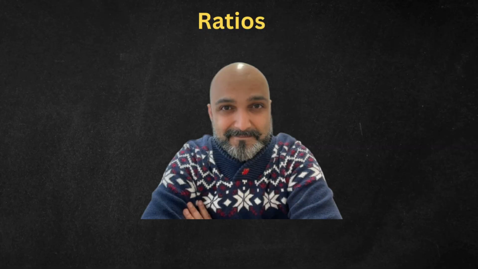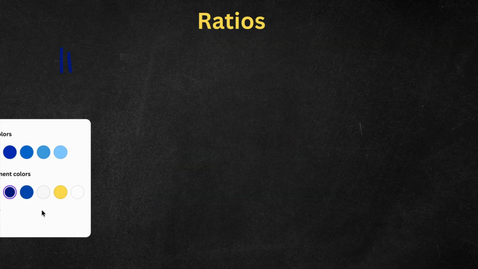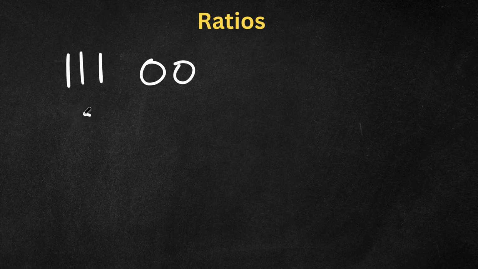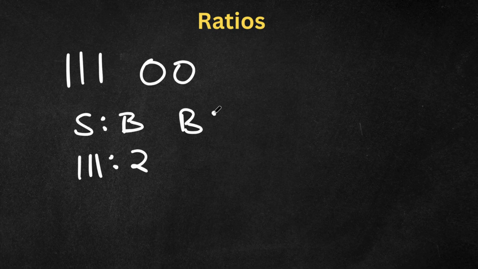Hello geniuses. So in the last video we looked at how ratios are formed. Do you remember a small simple exercise? Let me change the color of the pen because it's kind of not visible. Okay, so if there are 3 sticks and there are 2 balls, the ratio of sticks to balls becomes 3 to 2, or the ratio of balls to sticks becomes 2 to 3, right?